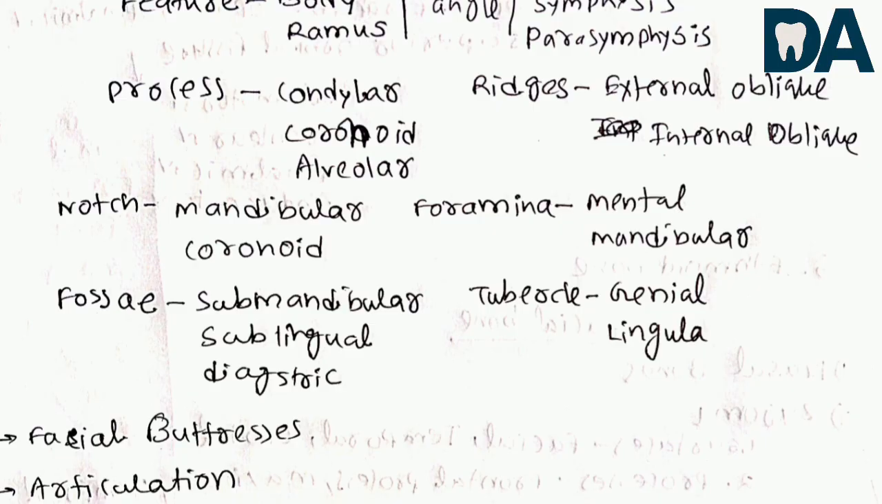Now go to the articulation. Cranium and facial bones articulate with each other to form various cavities such as the orbital and nasal cavities.